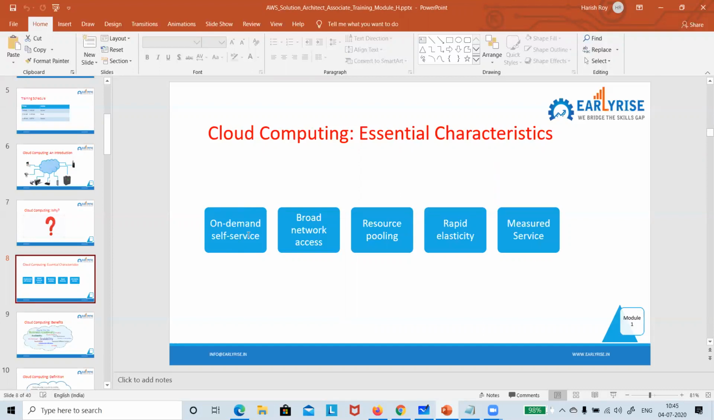So it should be on demand. It should not be the other way around. In a traditional data center, is it on demand? No, you will purchase it beforehand, prior to your needs. Correct. Maybe even 2 years before, you are purchasing things and keeping them, right? So it's not on demand.